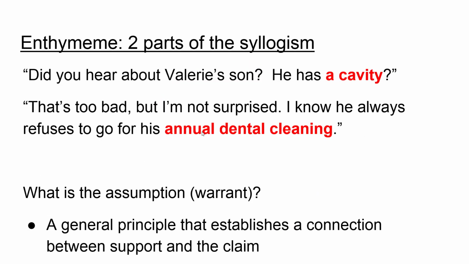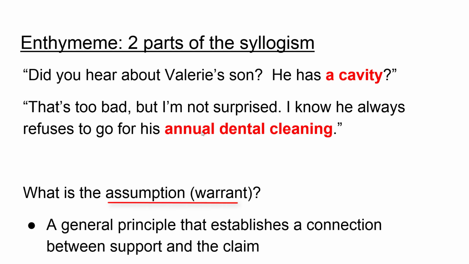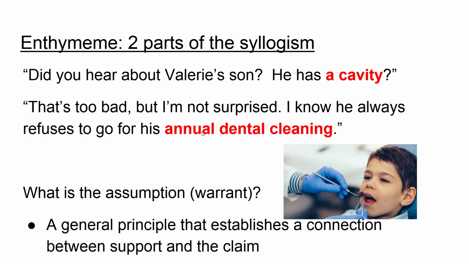An enthymeme is a syllogism with only two parts stated. Here's an example. Did you hear about Valerie's son? He has a cavity. That's too bad, but I'm not surprised. I know he always refuses to go for his annual dental cleaning. There's an assumption in here, a warrant, a general principle that establishes a connection between the support and the claim. In this case, the general principle is if you don't go to the dentist every year to get your teeth cleaned, you are going to have a cavity.